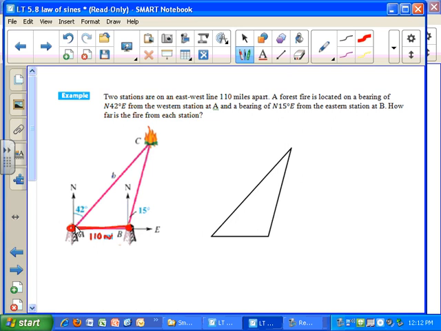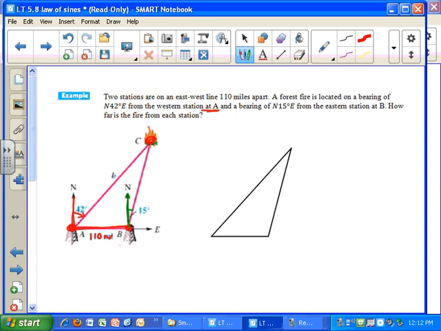Then it says a forest fire is located on a bearing of north 42 degrees east. So here's this forest fire, and so from station A, it's on a bearing of going from north 42 degrees to the east, and so that's what's labeled there. And a bearing of north 15 degrees east from station B. So again, going off of what's called true north, only 15 degrees to the east.